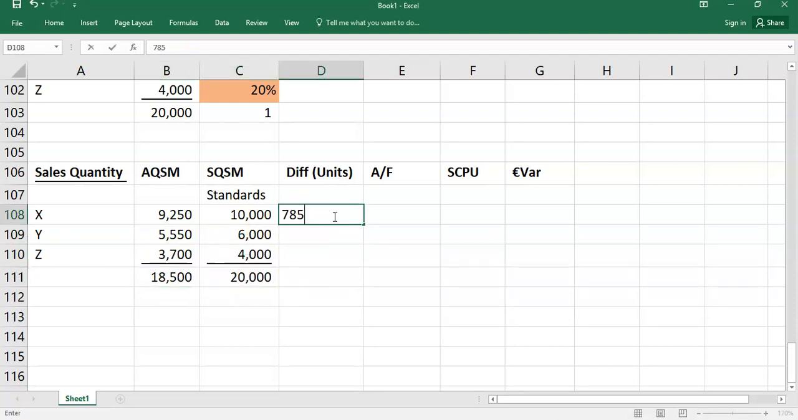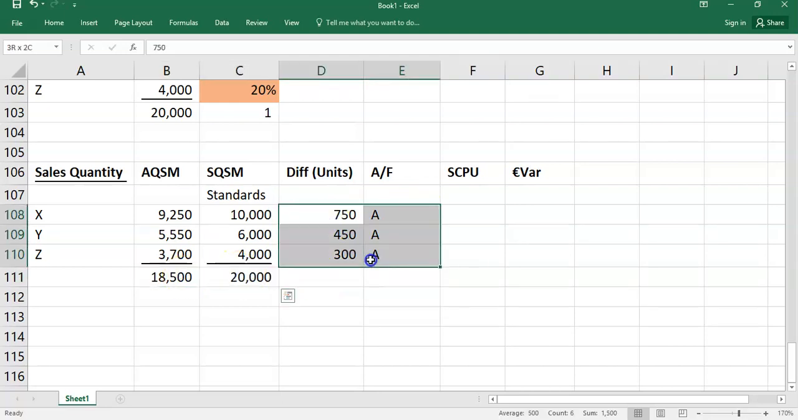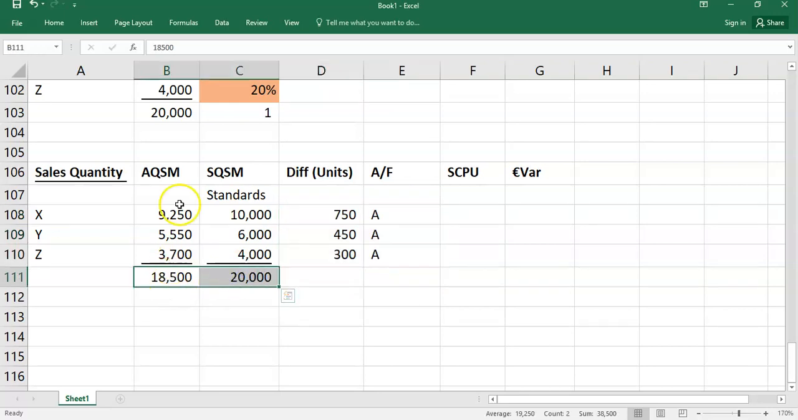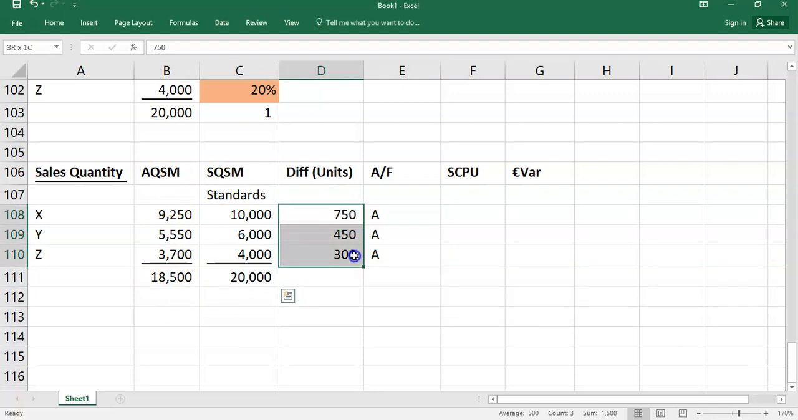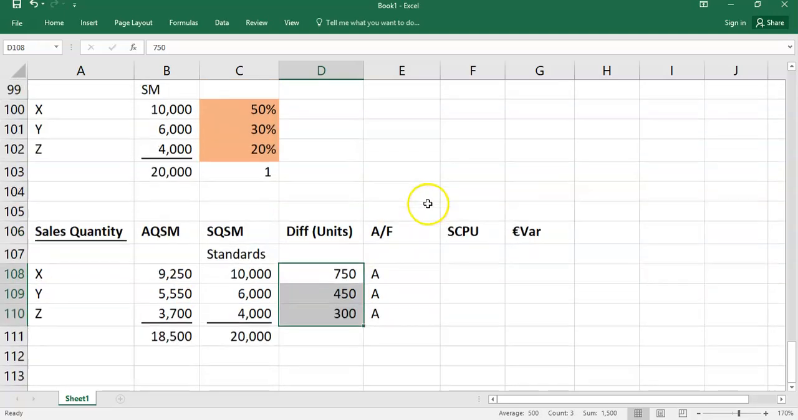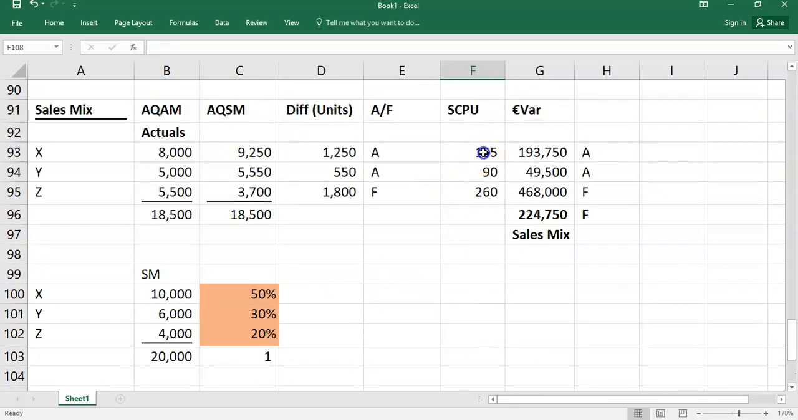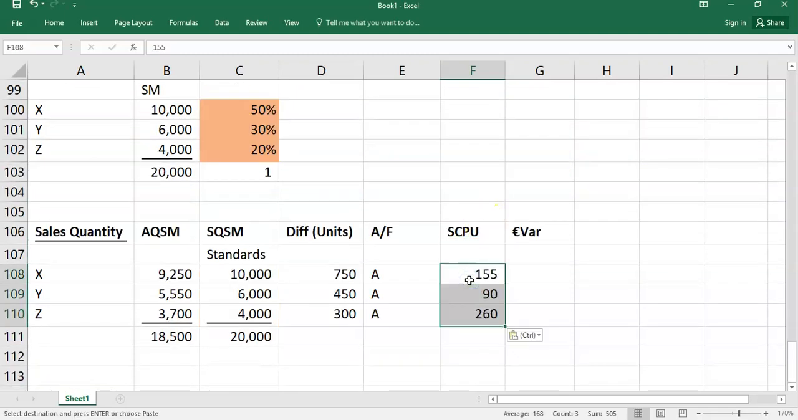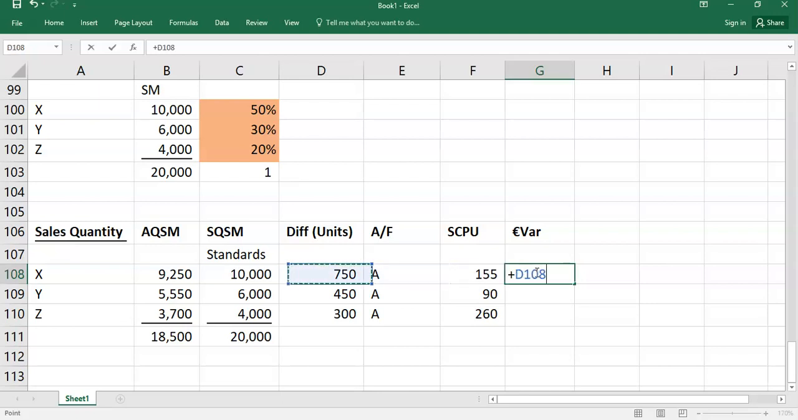So the difference here is 750, and that's adverse because lower is bad for sales. 450 adverse and 300 adverse. And what you will notice is the difference here should be the difference in the labeling of the variances. Your 1,500 lower units sold than expected, and you tot them up, that's 1,500 adverse. So you know you're on the right track when you're checking your labeling. Standard contribution per unit is the exact same as above, so don't reinvent the wheel. That's why I like this tabular format. And that will be 750 times 155, 450 times 90, and 300 times 260.